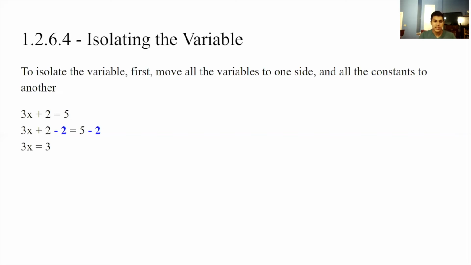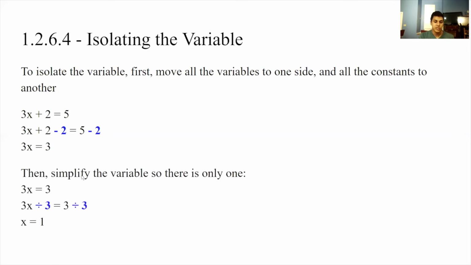So in order to isolate the variable and determine what operation and what number you have to use, you just have to do the opposite operation of whatever you're trying to get rid of. We were trying to get rid of a plus 2, so we did minus 2. Now that we have 3x equals 3, with all the variables on one side of the equation and all the constants on the other, we have to simplify the equation so there's only one.